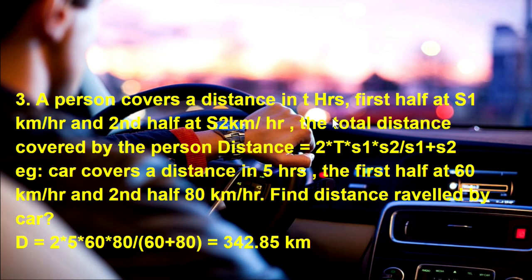Third one was that in the first half he completed this many kilometers per hour, and in the second half he completed this much. So we have to find the distance. Both speeds are there, time is there, so we have to find the distance. The formula is 2 times S1 into S2, where S1 is the first half speed and S2 is the second half speed, divided by S1 plus S2.